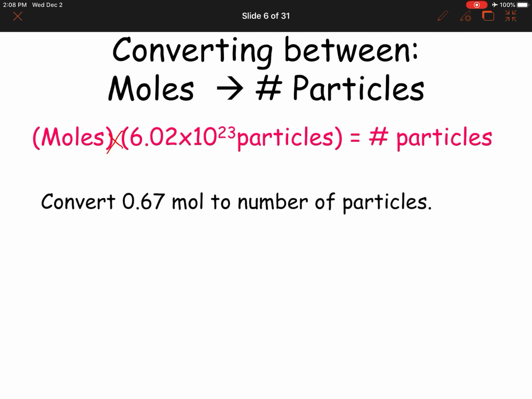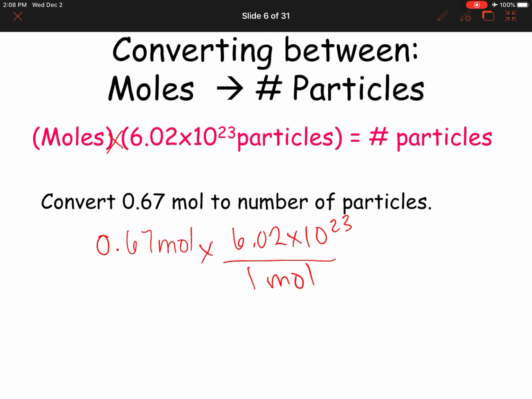All right, it is time to do some math. So grab your calculator. Convert 0.67 moles of a substance to number of particles. So here we go. 0.67 moles. Remember dimensional analysis? Here we go. We're going to multiply by Avogadro's number, which is 6.02 times 10 to the 23rd equals 1 mole. That way we can cancel out moles and you get your answer.